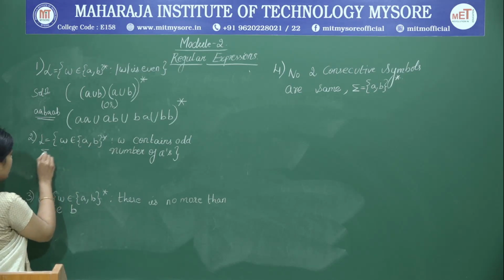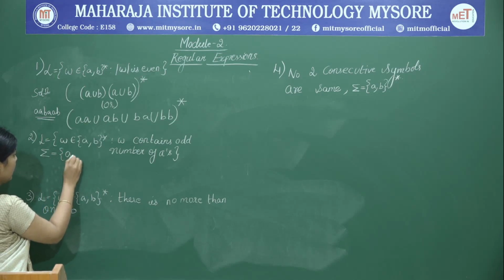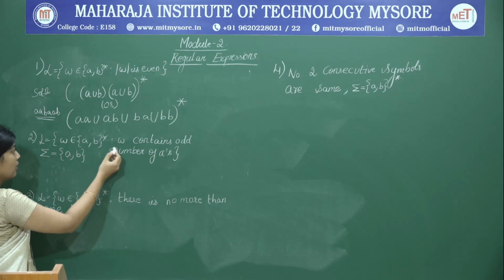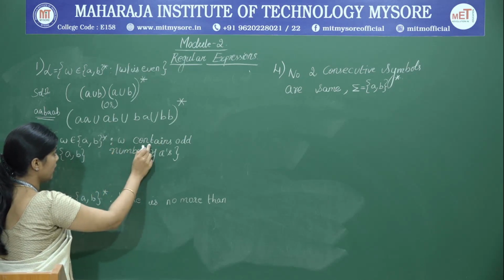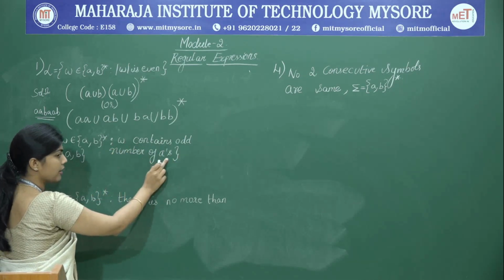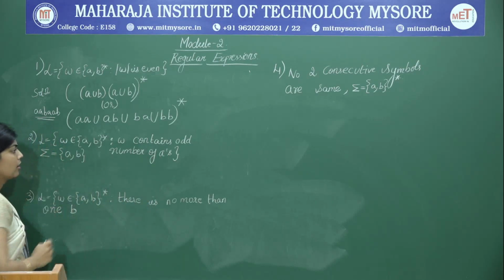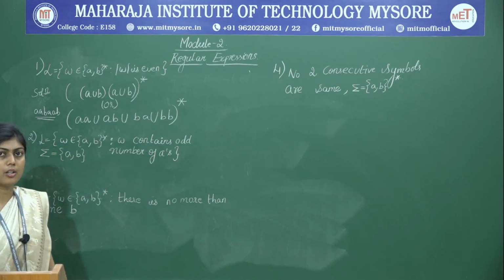So, therefore, we can frame sigma is equal to {A, B}. Next, there is some description given about W. W contains an odd number of A's. So, odd number of A's. We have to think about how to generate the odd numbers.